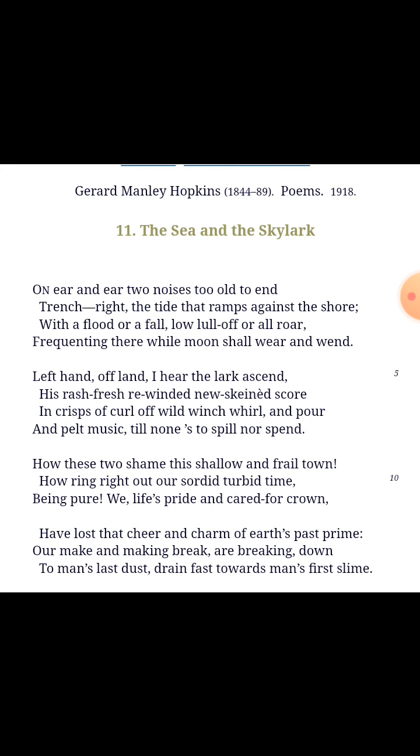J.F.J. Russell writes, "The town has no concrete presence in the poetry comparable with that of the sea and the skylark. Its shallowness and frailty and the sordid turbidness of time are mere assertions. It is impossible to attach any real meaning to the statement that the sea and the skylark are pure. Both are simply being used as a stick with which to beat mankind. The cheer and charm of Earth's past prime is at the very least a gross oversimplification of the history of the human race."